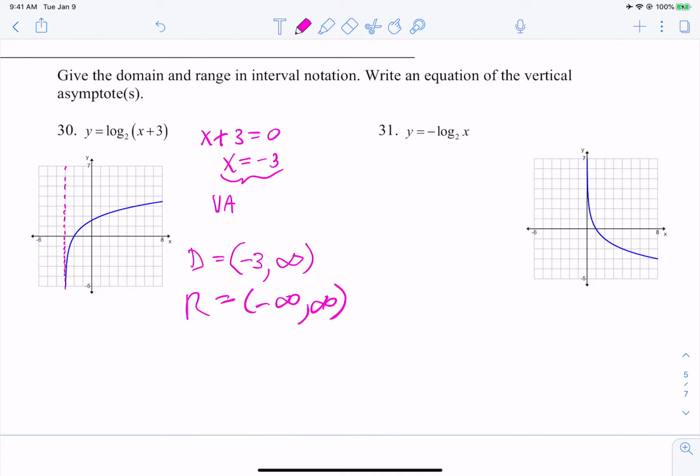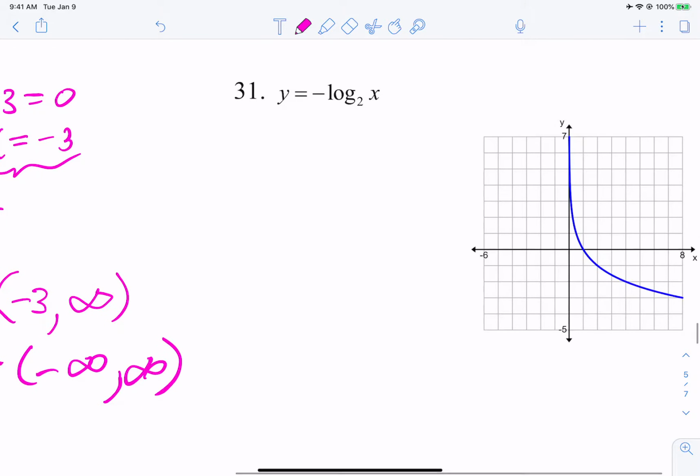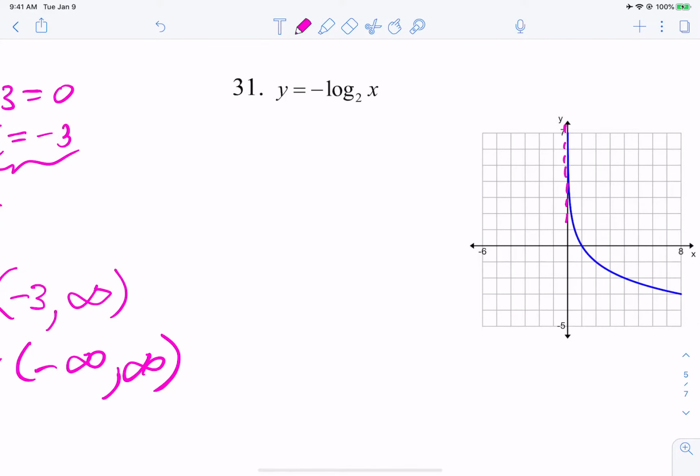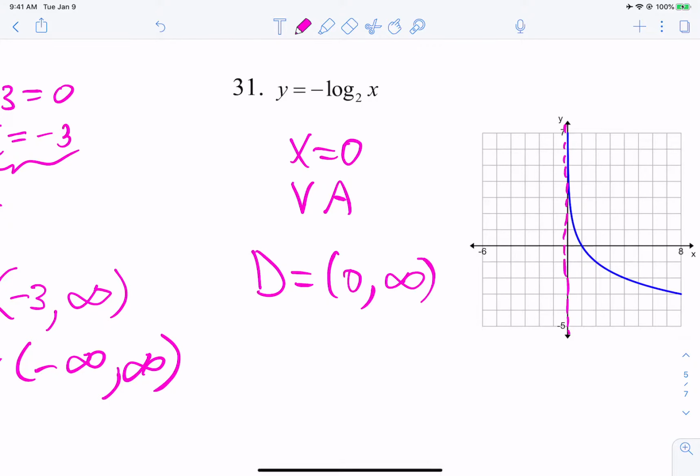Let's take a look at 31. What the negative did is it flipped it, but we still have an asymptote right here, because you'll see that's 0. There's no transformation. So the vertical asymptote is x equals 0. Let's talk about domain and range. We want all x's from here over, not quite 0. We write as 0 in parentheses to infinity.